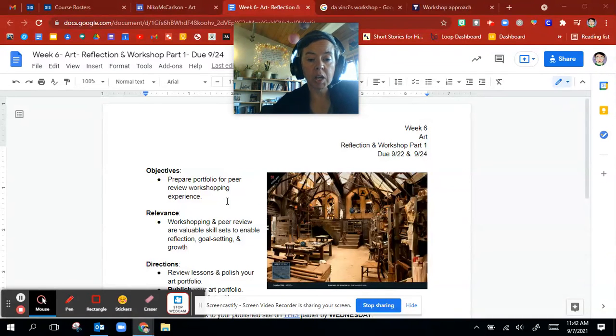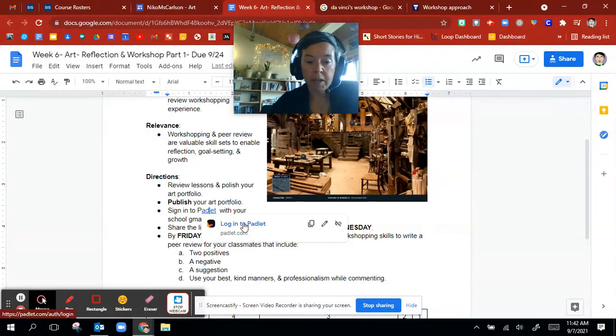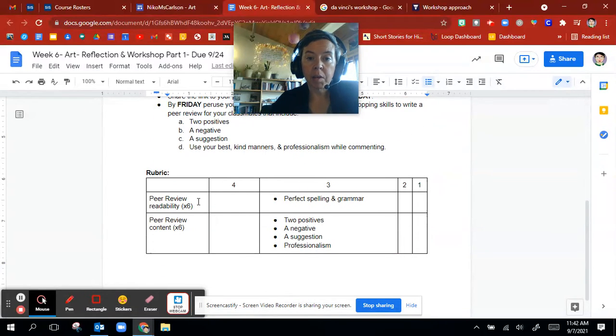And you're going to be publishing that portfolio and including it on a Padlet that's linked here. So you're going to log into Padlet first with your school Gmail account. And then you're going to be putting a link on this Padlet for your portfolio so that the rest of your class can see what your portfolio looks like. And then your work for this Friday is going to be a peer review.